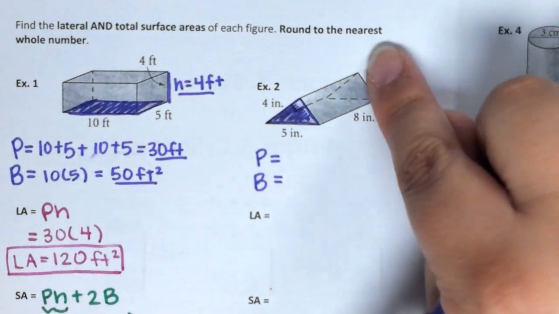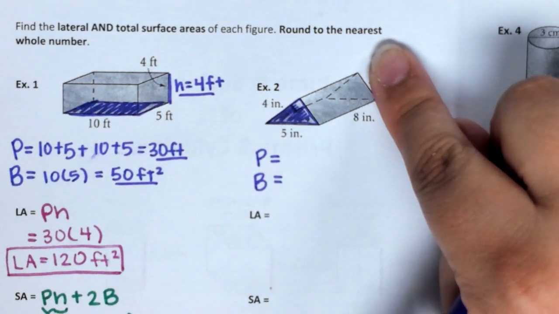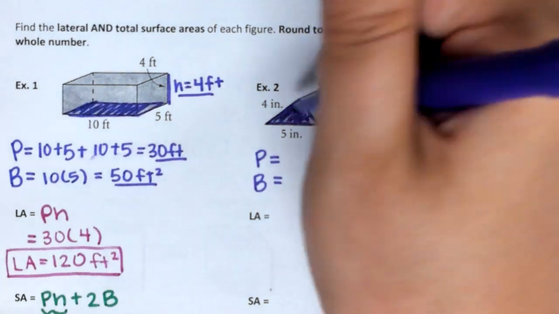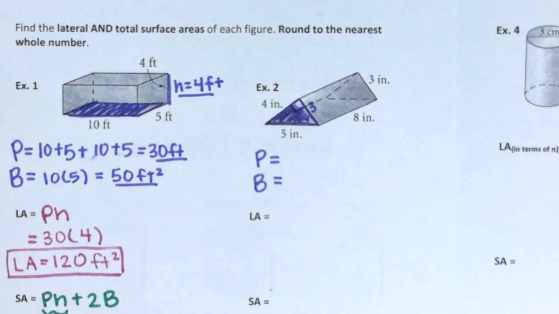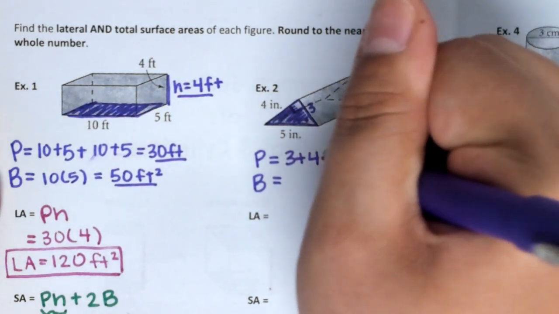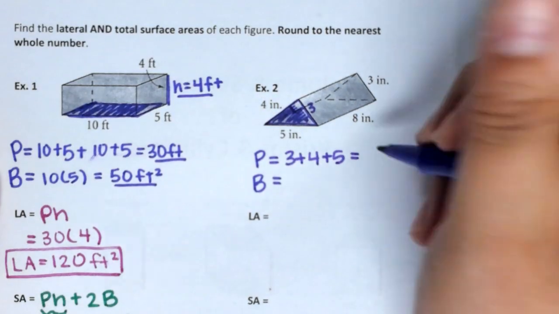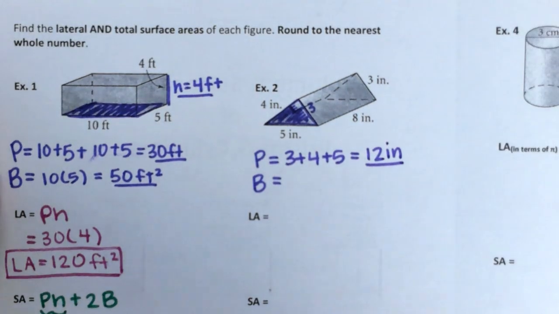But what if this wasn't there? Because that's probably what your quiz is going to look like. What if this wasn't there? It's a 3, 4, 5 triangle. Didn't even notice that. But just know that. You could do Pythagorean theorem if you didn't have that other side and it wasn't there. Okay? So I'm going to add them together. 3 plus 4 plus 5 equals 12 inches.